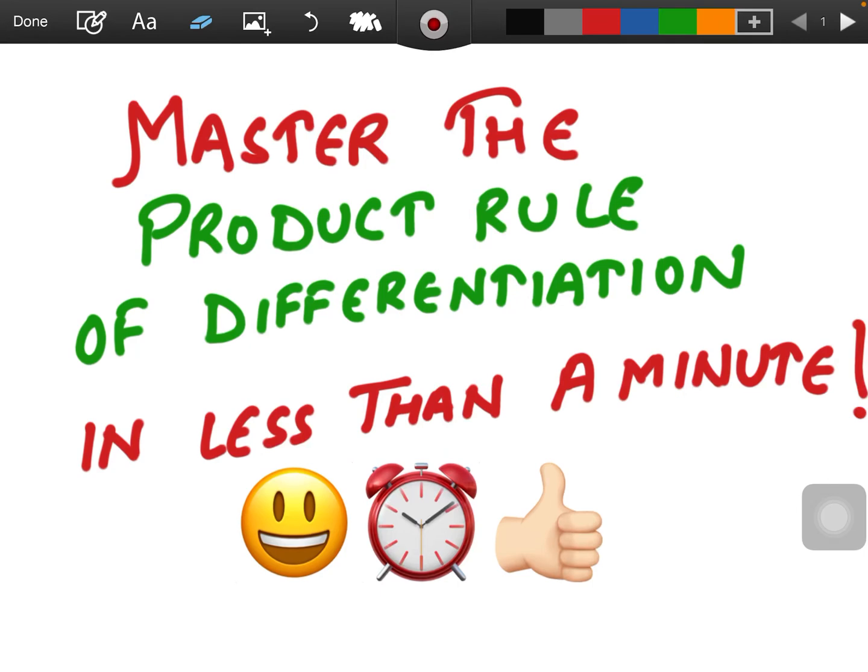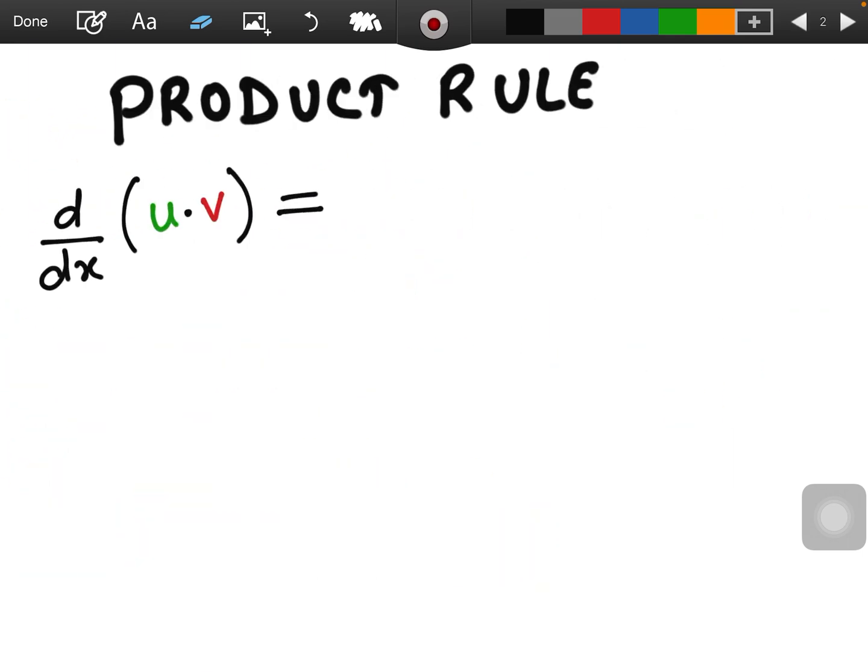Hello students, in this video we are going to learn the very basic way to understand the product rule of differentiation, and I am sure that after watching this video you'll be able to solve all the problems of product rule of differentiation. So without wasting any time, let's jump to the formula of product rule.